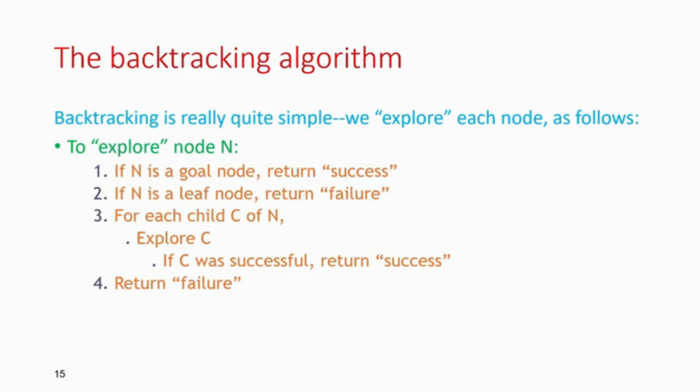So our backtracking algorithm sweeps out a tree in the program space. Backtracking is a general algorithm, and it is really quite simple. We explore each node as follows. To explore node n: if n is a goal node, return success. If n is a leaf node, return failure. For each child C of n, explore C. If C was successful, return success. Otherwise, return failure.